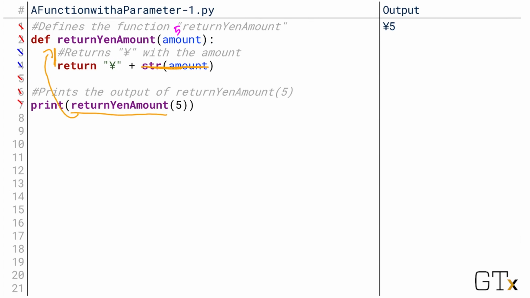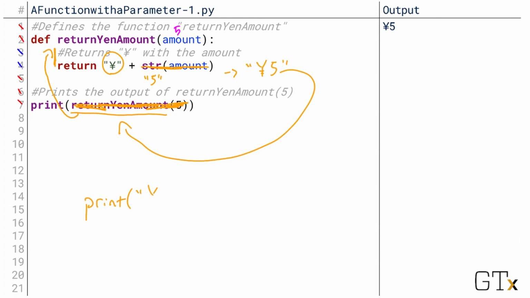After that gets done, this basically says to return a string containing the symbol for yen plus a string containing the number 5, which equals a single string containing both. That becomes our output and goes back and replaces the original function call. So this line ultimately just says to print the string with the symbol for yen followed by the number 5. And sure enough, that's what we see happening.